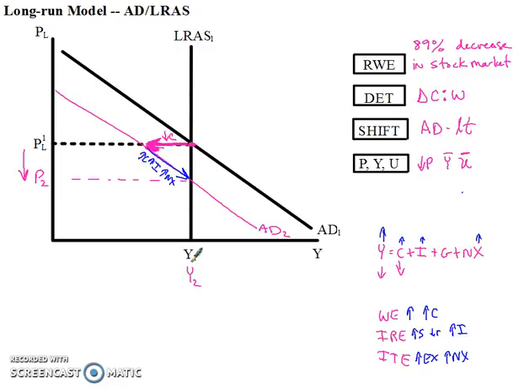So, big idea: real-world event, determinant, shift the curve. For the classical economists, it's always going to be the price level that changes in response in the long run. Of course, the question is how long the long run takes. How long does it take the economy to get back to this equilibrium? That's up for debate. But just know that the classical economists believe that it will. If you just leave it alone, it will return to equilibrium. All natural forces will get us there.